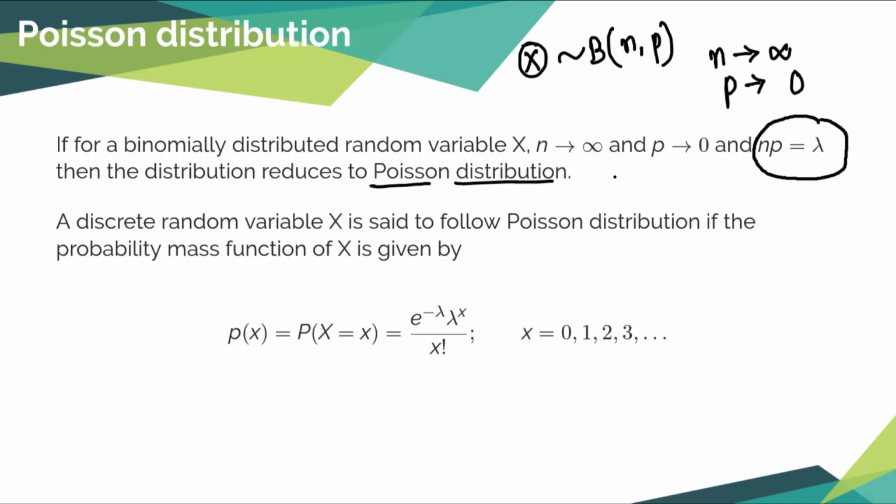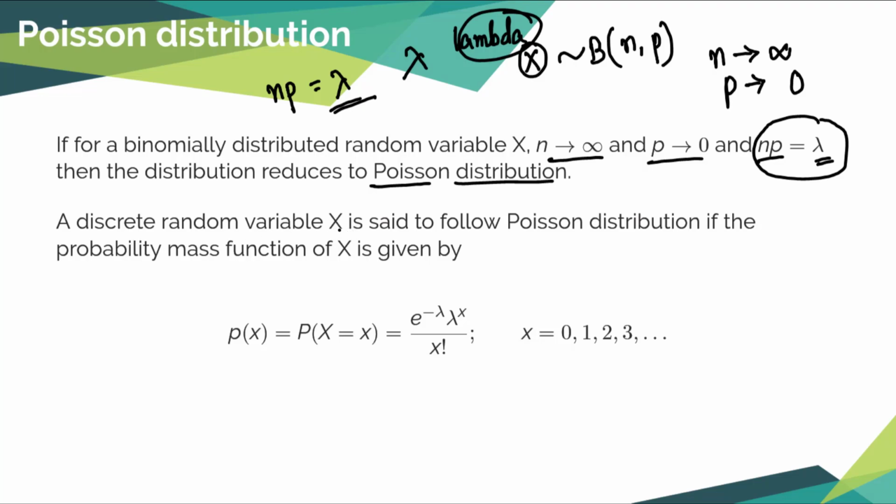And remember this relationship. The multiplication n into p is taken as a new parameter called lambda. This symbol is lambda, right? So n into p is equal to lambda, that is, the multiplication of the parameters of binomial distribution is taken as a new parameter called lambda. N is very high, p is very low, and that gives us Poisson distribution, right? So Poisson distribution is again a discrete distribution.